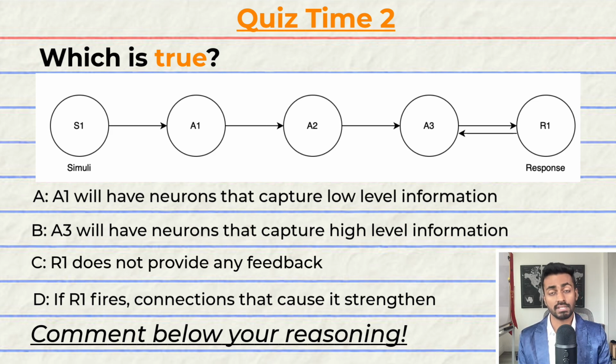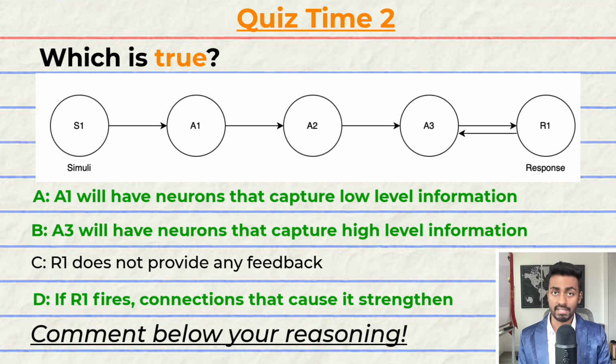The correct options here are A, B, and D. But can you tell me why? Give your reasons down in the comments below and let's have a discussion. Now that's going to do it for quiz 2 and pass 2 of this explanation, but keep paying attention because I will be back to quiz you.